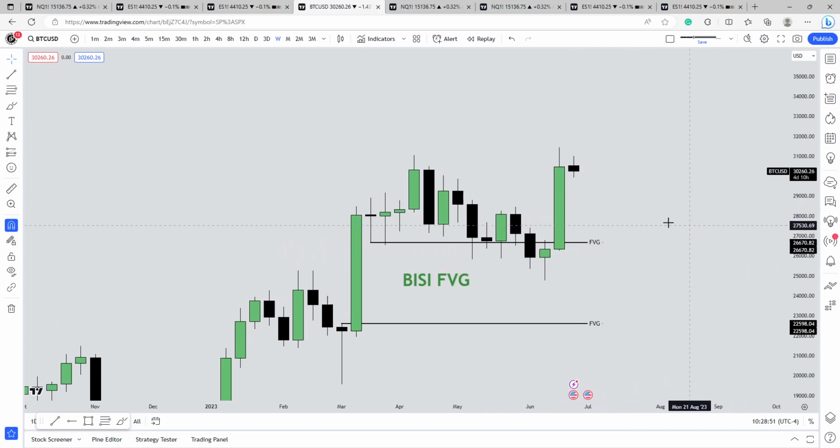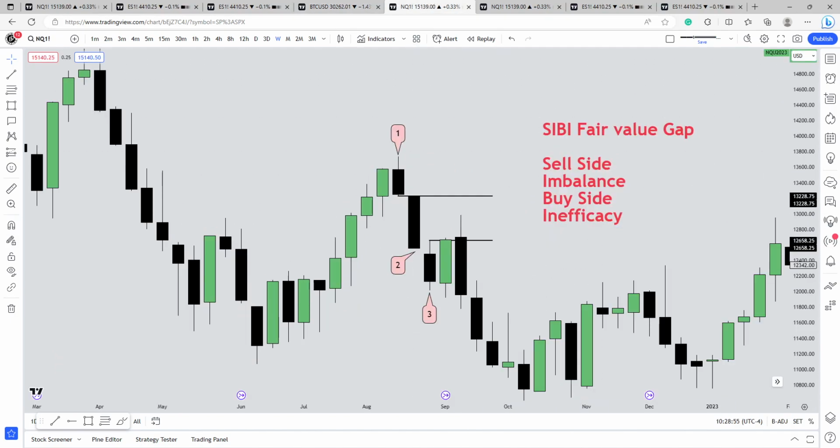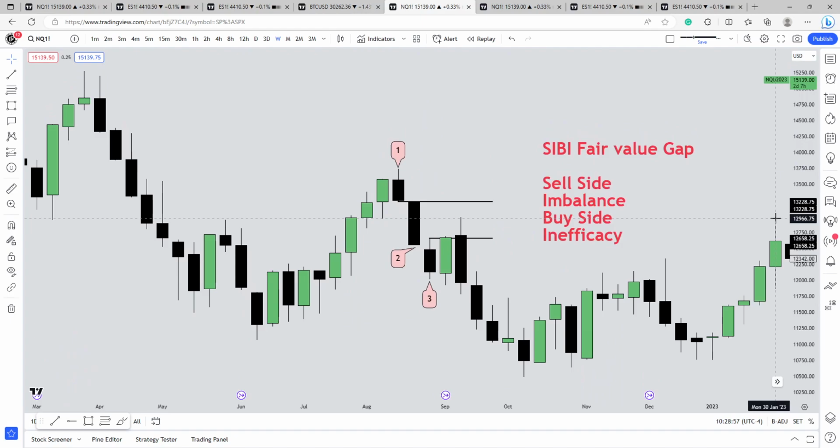So this is a bullish fair value gap on Bitcoin, retested as support, then continues higher. That's going to be it for BISI fair value gaps.